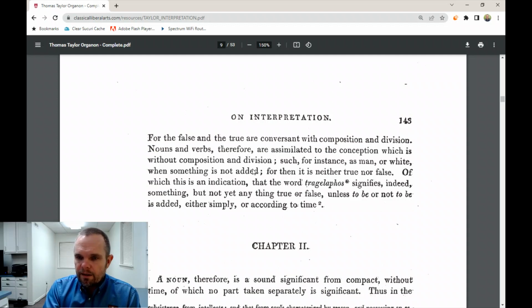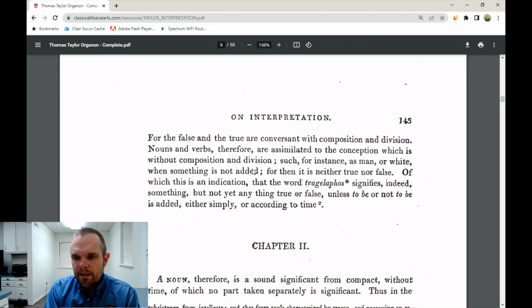He says, let this be an indication, let this be an example. The word tragelaphos, which is just a simple joining together of two words, signifies something, in the mind at least, but not anything true or false unless to be or not to be is added. And by to be or not to be, he means the verb is or is not, added either simply or according to time.